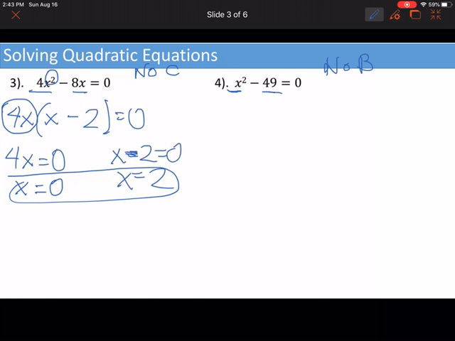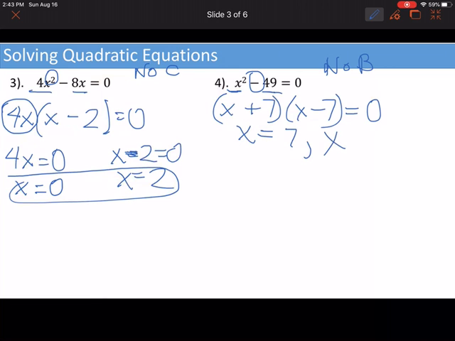Now this one you can do 2 different ways. Because there's no b term, you can still factor. What are the factors of 49? Well, it happens to be a perfect square. Lovely. So this is 7 and 7. And because it's a special case, you know it's plus minus. Therefore, x is negative 7 and positive 7.